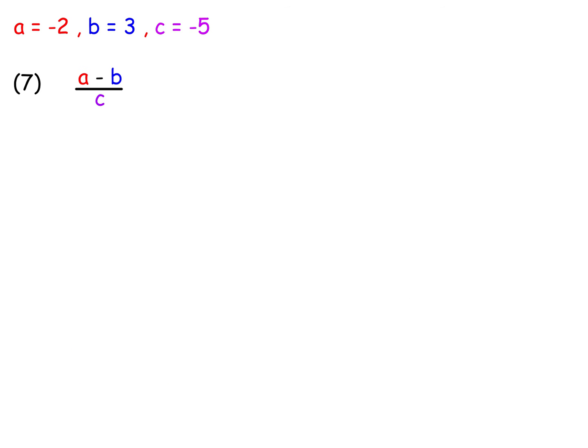And quotients, divisions. Work out the top line, work out the bottom line, and then finally division, top divided by bottom. So top line is A minus B, it's negative 2 subtract 3. Bottom line is just C, which is negative 5. You work out the top line, it's negative 5, gets divided by negative 5. Negative divided by negative is positive.